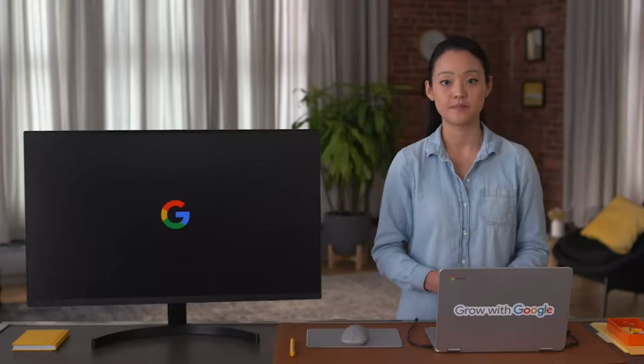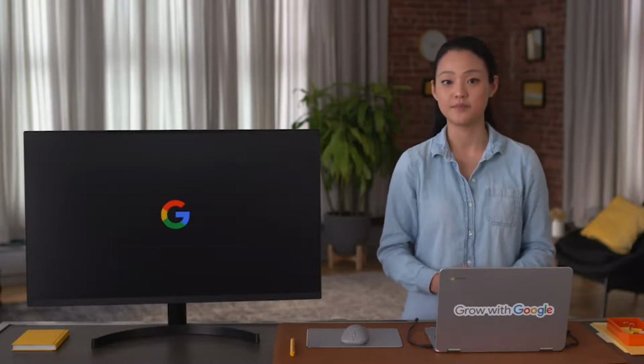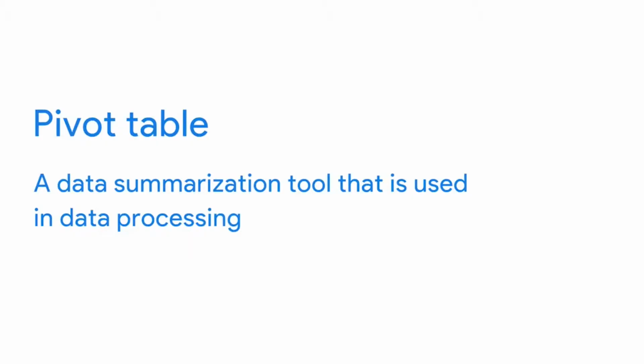Now, sometimes you have an error that shows up repeatedly, and it can't be resolved with a quick manual edit or a tool that fixes the problem automatically. In these cases, it's helpful to create a pivot table. A pivot table is a data summarization tool that is used in data processing. Pivot tables sort, reorganize, group, count, total, or average data stored in a database.